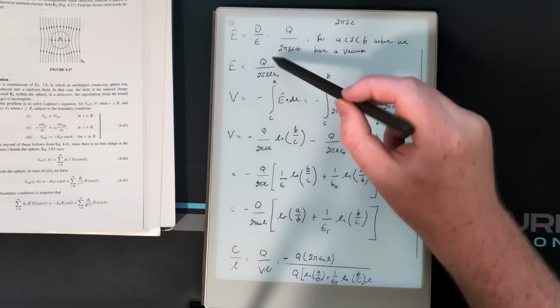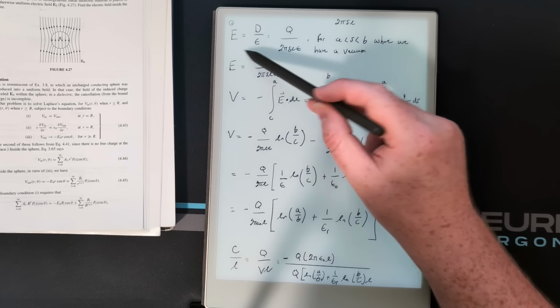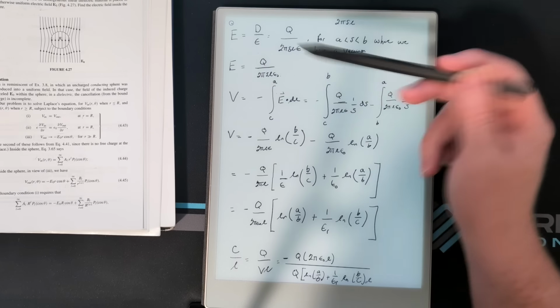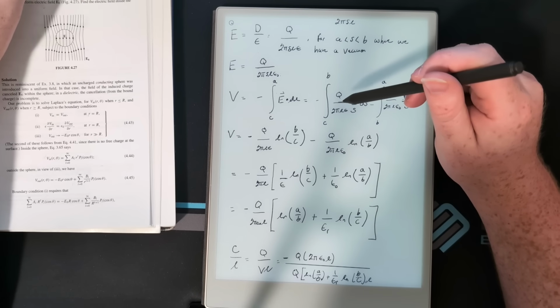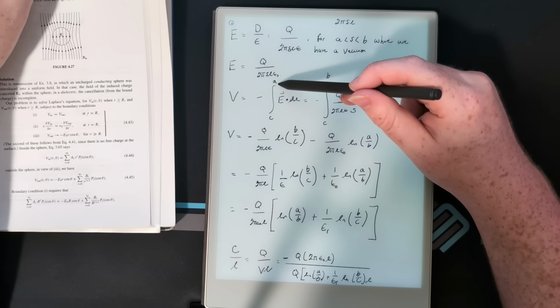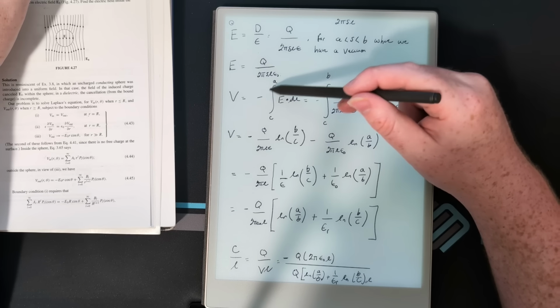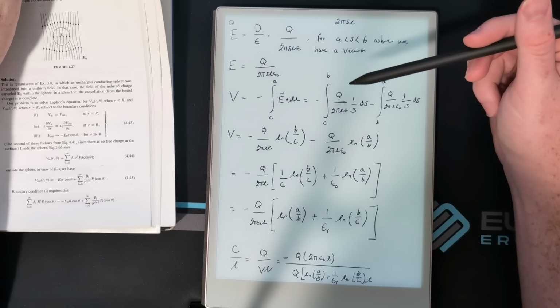So then you get epsilon naught on the bottom. So this is the field between the regions A and B. Then to figure out the potential across our entire capacitor, we have to go from C to A. We have to do the negative line integral from C to A of E dot dl. So we split this into 2 line integrals.